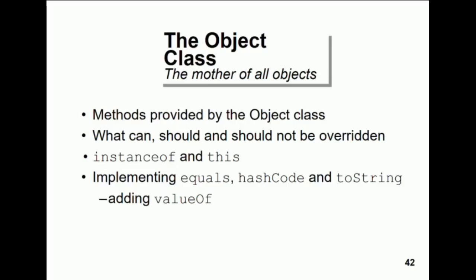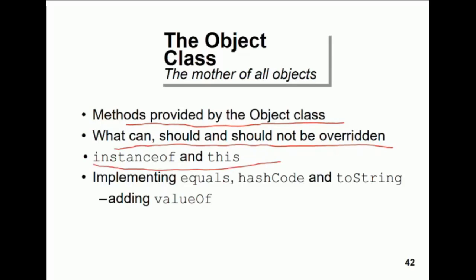The object class is the top level class for any program that you write in Java. So you don't have to explicitly inherit or extend the object class. You just inherit from it automatically. So we look at the main methods provided by the object class, and what can, should, and should not be overridden.